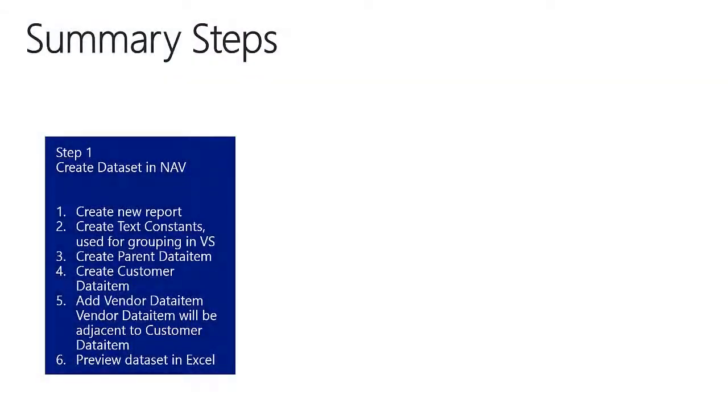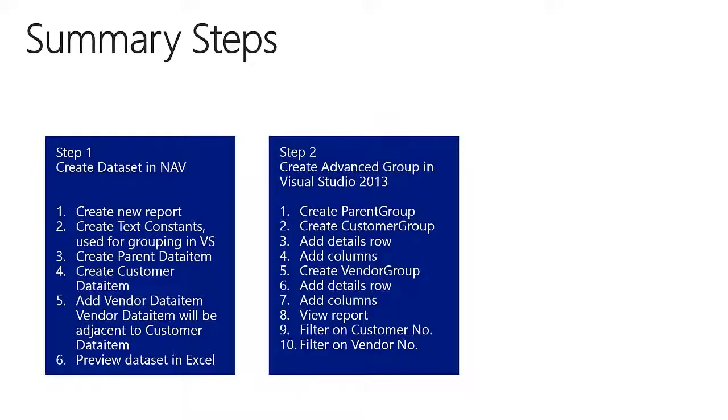So it's now time to summarize. In step number 1, we have seen how to create 3 text constants in NAV and how to place them in the dataset. 1 in the integer parent group, 1 in the customer group, and 1 in the vendor group. So we can use these for grouping when we're designing our report. In step number 2, we have seen how to create a parent group with 2 adjacent child groups and how to add detailed rows to each child group.